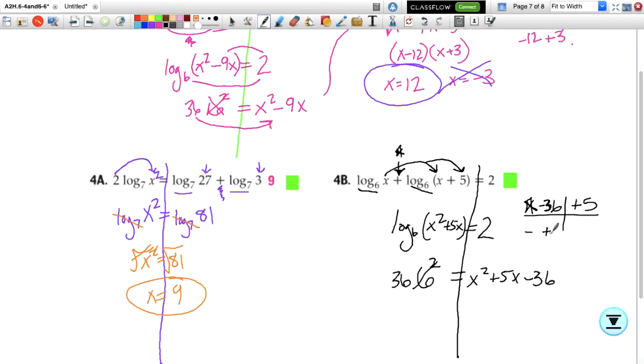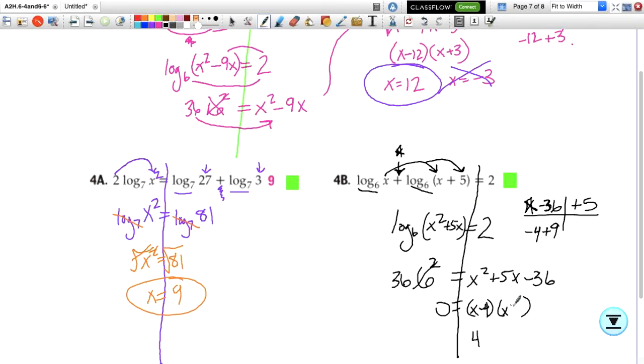So 36, 9, and 3. 9 and 4. 9 and 4. Yes, not 9 and 3. Yay. Oh my gosh, I was nervous for a second there. 9 and 4. Okay. So those multiply to be this. They add to be this. My A value is 1, so I can put it right in factored form. And remember, at this point, it equals 0, right? Because I'm solving. I end up with x minus 4. So my solution is going to be that x equals 4.